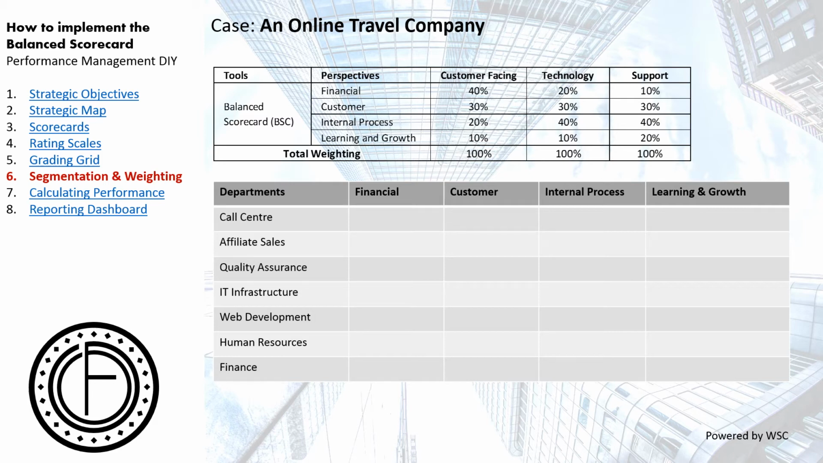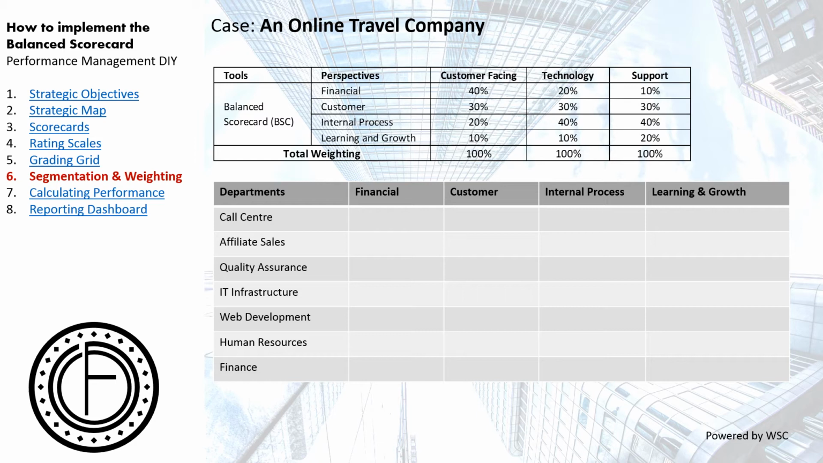So what happens is that at the end of the day, you're likely to have 15 different weightings across the perspectives for each of the departments. So what this does for you is to help you work smart. With this talent segmentation, it is easy for you to plot departments under customer facing: the weighting for financial is 40%, for customer is 30%, for internal process is 20%, for learning and growth is 10%.